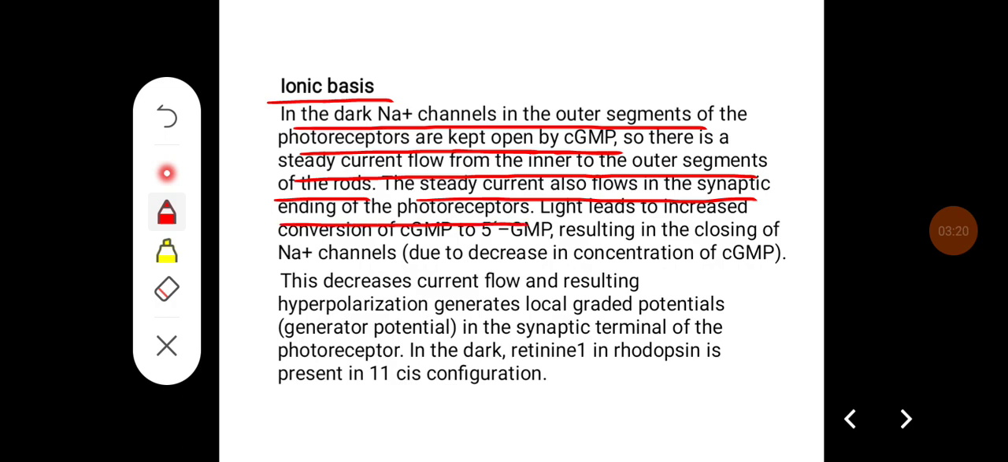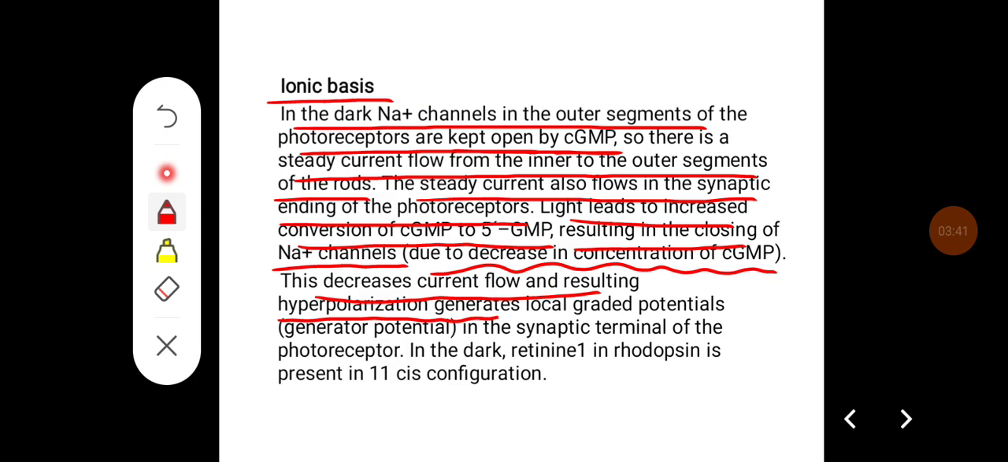So when light falls, it leads to increased conversion of cyclic GMP into 5-GMP, resulting in the closing of sodium channels. That occurs because of the decrease in the concentration of cyclic GMP. So this decreases current flow, resulting in hyperpolarization, which generates a local graded potential, that is the generator potential, in the synaptic terminal of the photoreceptors.